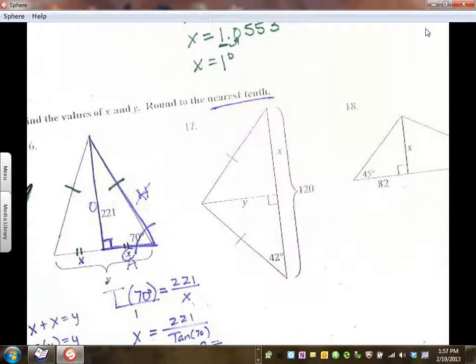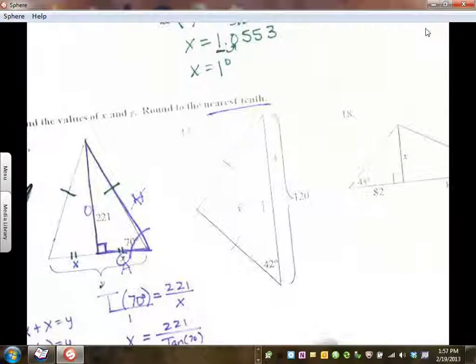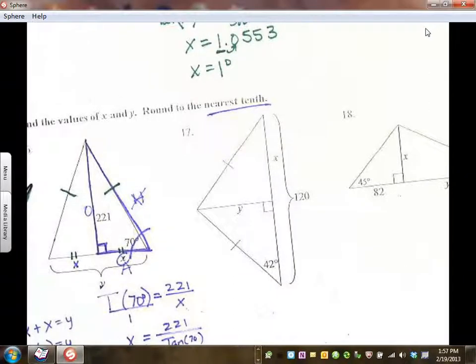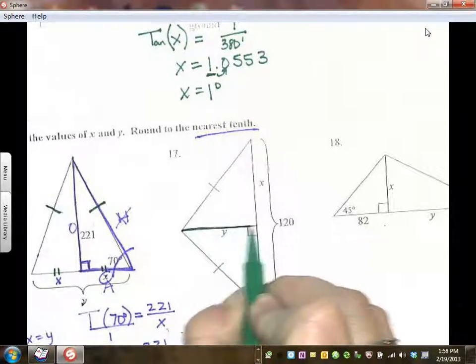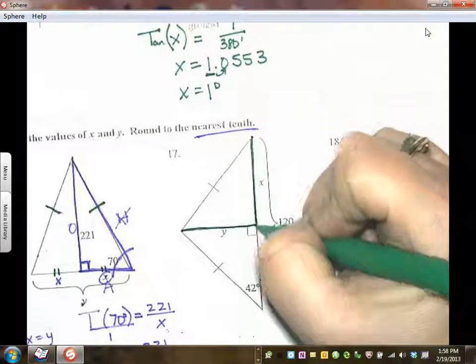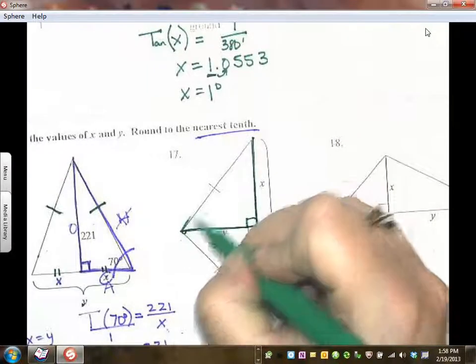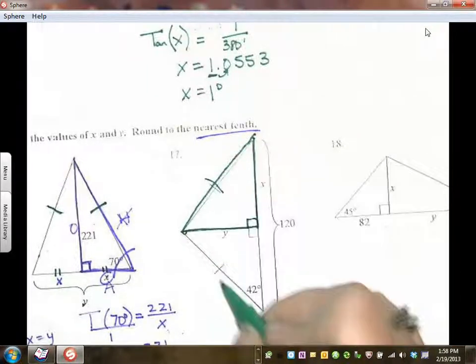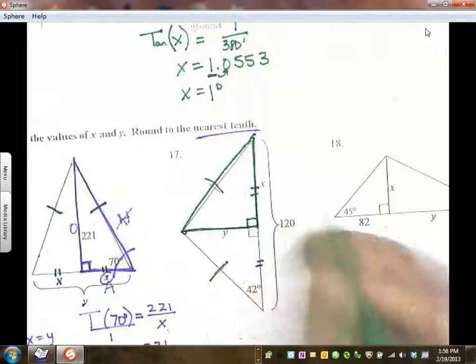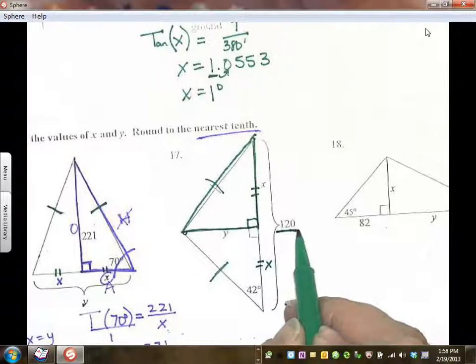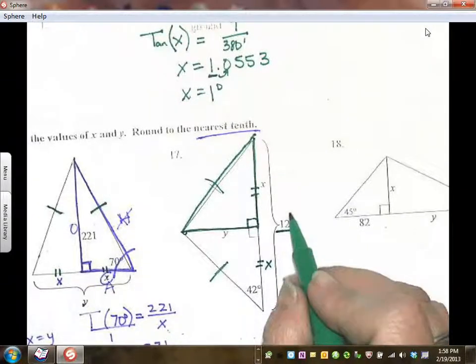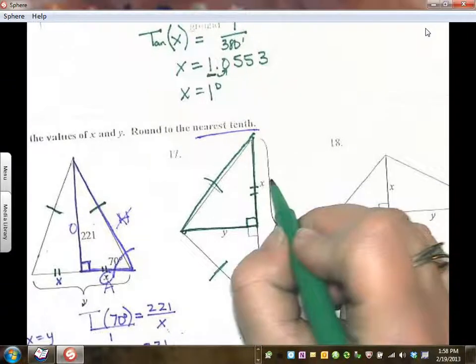All right, let's look at number 17. Actually, I'm not going to do the whole problem for you here. All I'm going to do is show you how to set it up. So in this problem, here's one triangle. Once again, I have an isosceles triangle, which means these guys are congruent. So if that's x, this is x. So 2x equals 120. What is that going to be? Well, if we cut it in half, then each of these are going to be 60, correct?